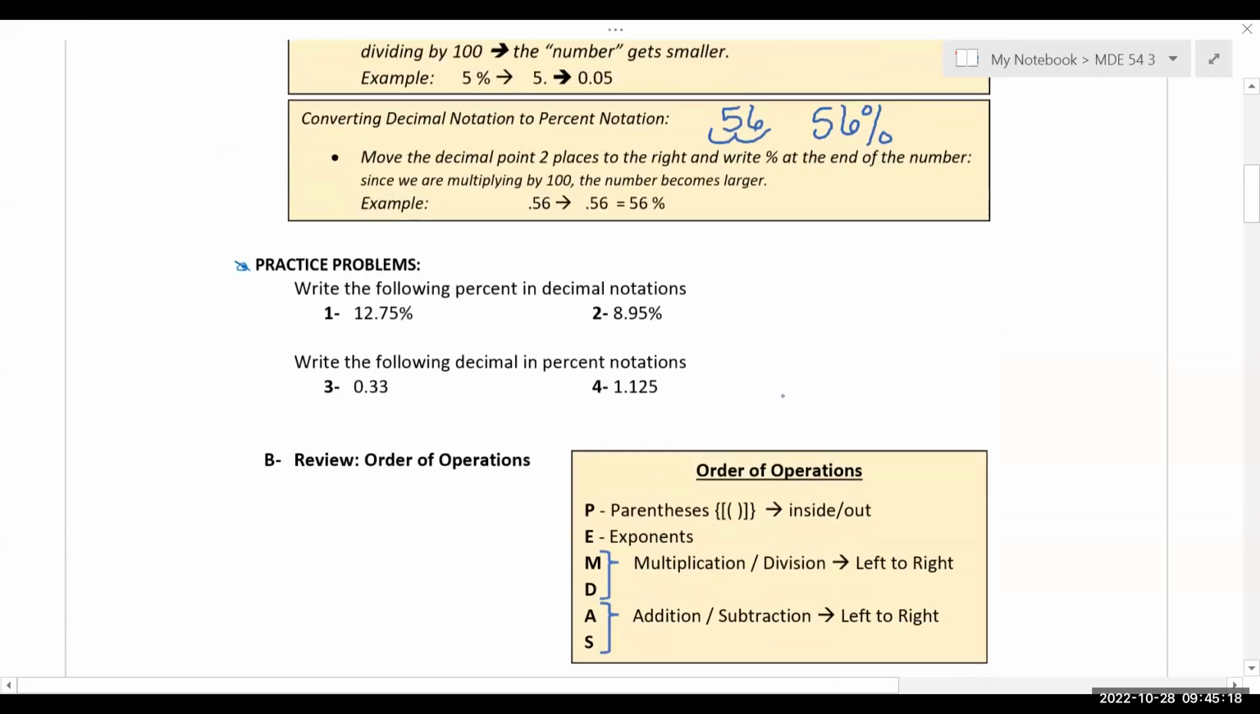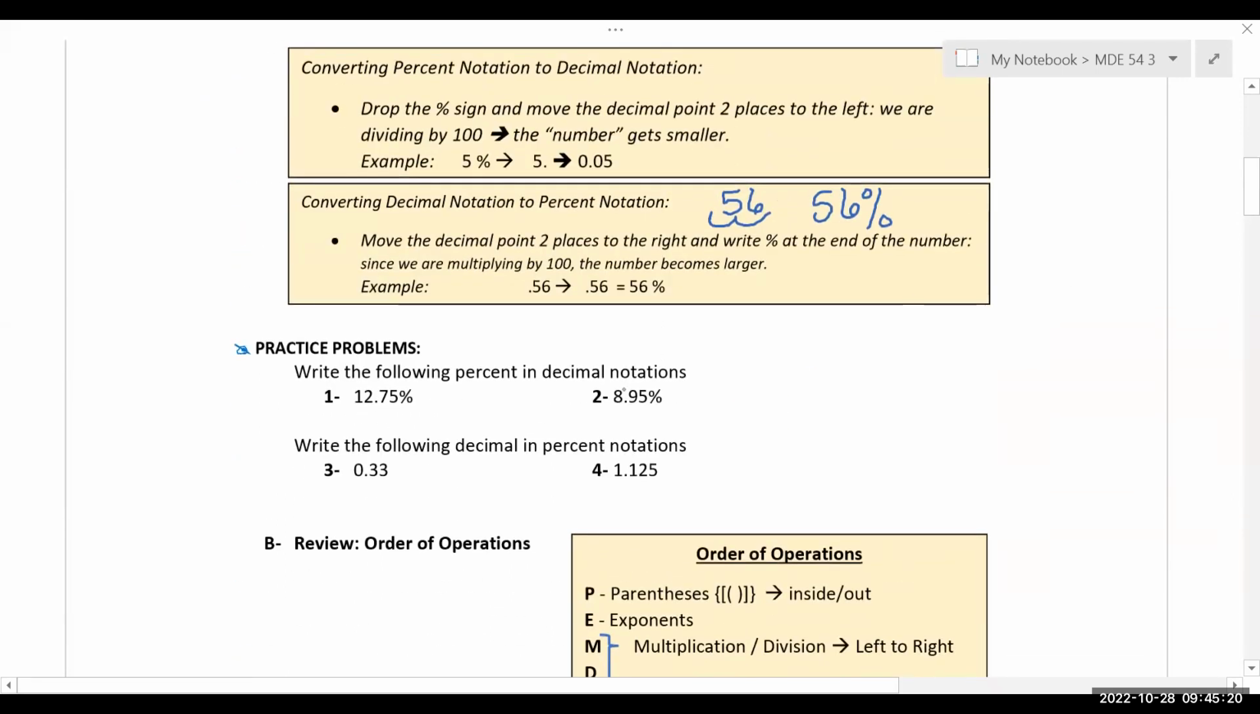So if we want to write the following percents as decimals and decimals as percents. To get percent to decimal, think percent is the big number. We need it to go smaller. So we're going to divide these by 100. Even if they have decimals in it, that doesn't matter. We're going to move it over. 12.1275, 12.0895.